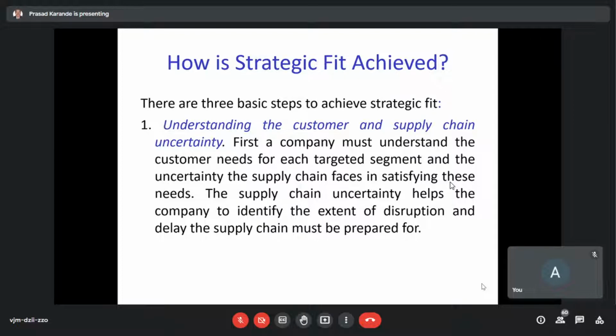Now, how can this be achieved? There are three basic steps. I think we discussed this yesterday also: understanding the customer and supply chain uncertainty. See, this is very important because uncertainty is affecting the performance of supply chains. You have to consider that. If you are not considering uncertainty, then you cannot increase the prices when there is a change in market conditions, frequently, as in the case of agriculture products.